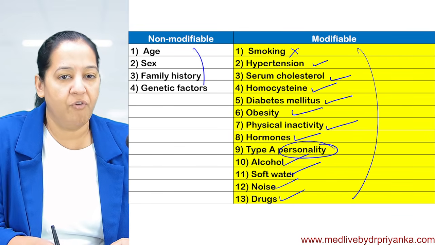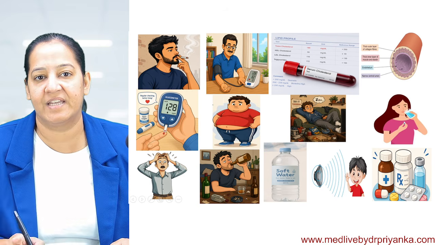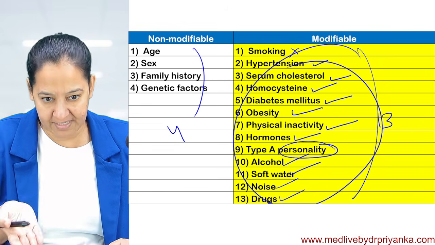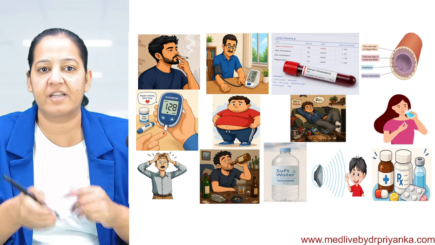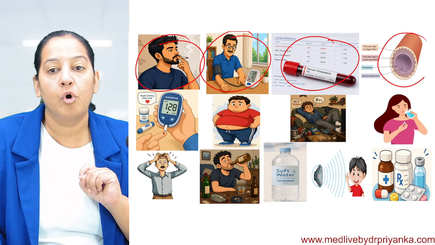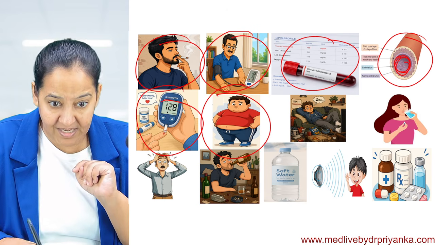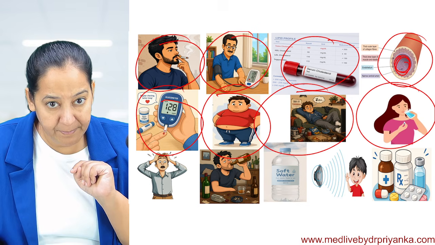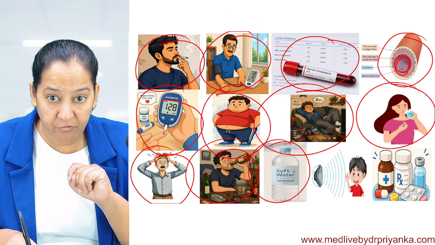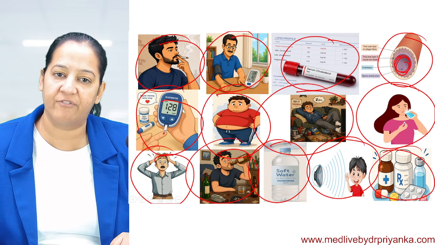So there are 4 non-modifiable and 13 modifiable, total 17 risk factors for CAD. These are the 13 modifiable ones. What are the 13 modifiable ones? Can we revise it quickly? Smoking, hypertension, high cholesterol, homocysteine levels that damage the intima, diabetes, obesity, physical inactivity, OCP or hyperestrogenemia, type A personality, alcohol, soft water, noise more than 110 decibel chronically, and certain drugs like fenfluramine.